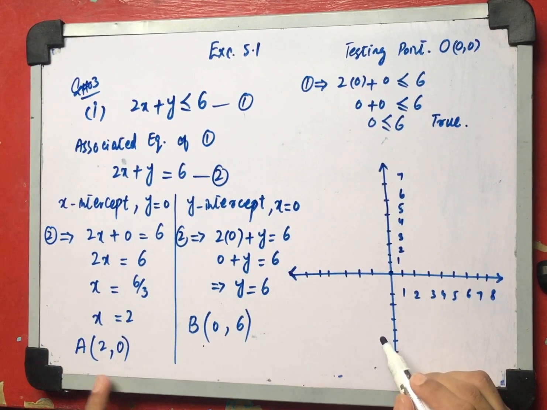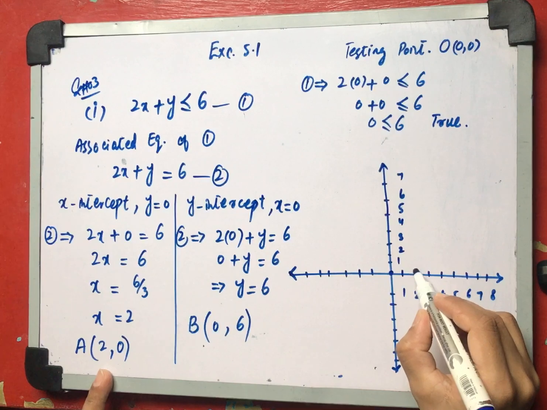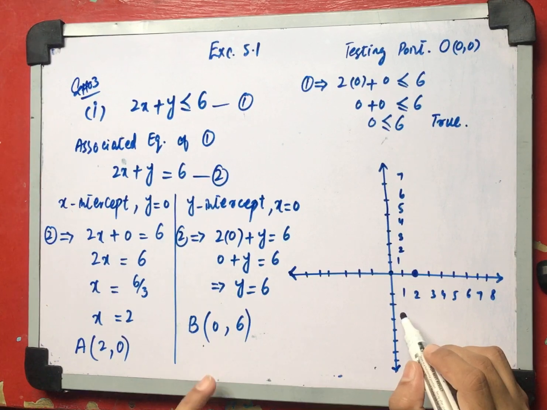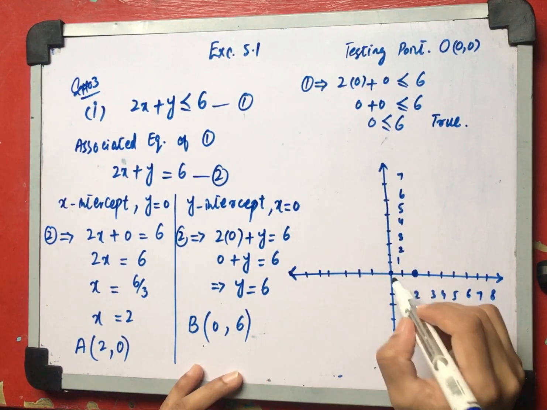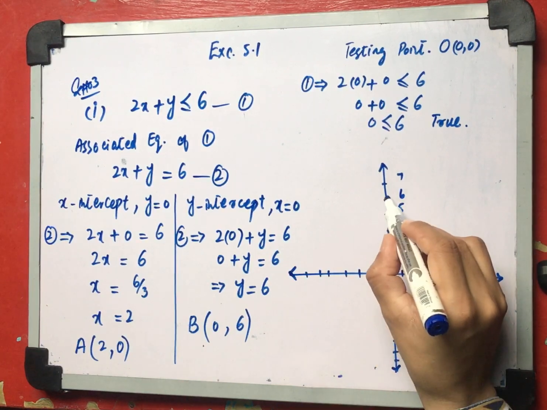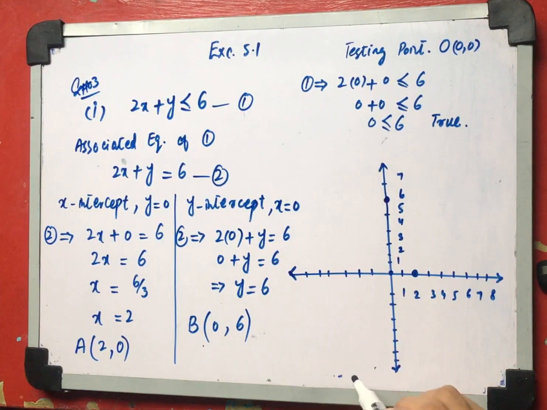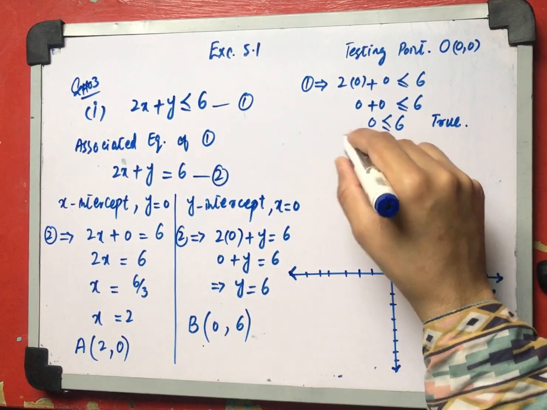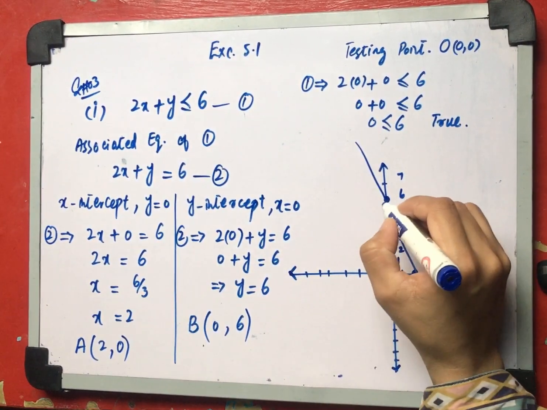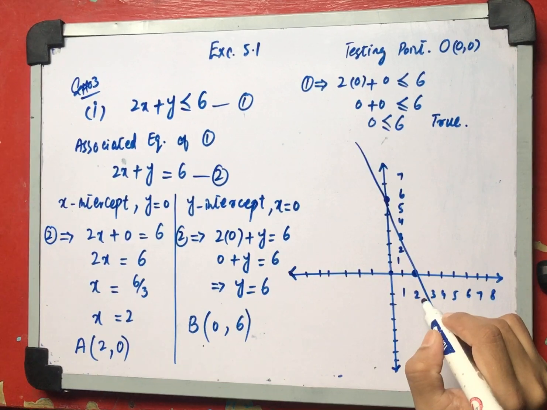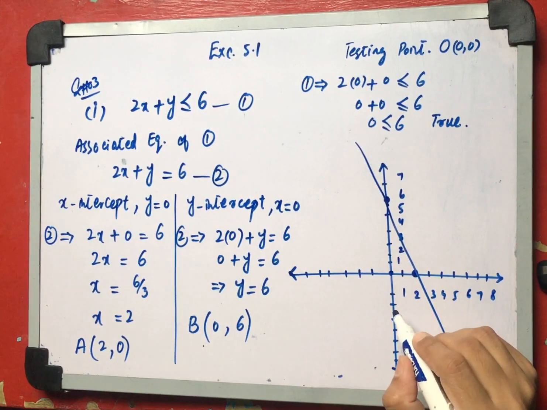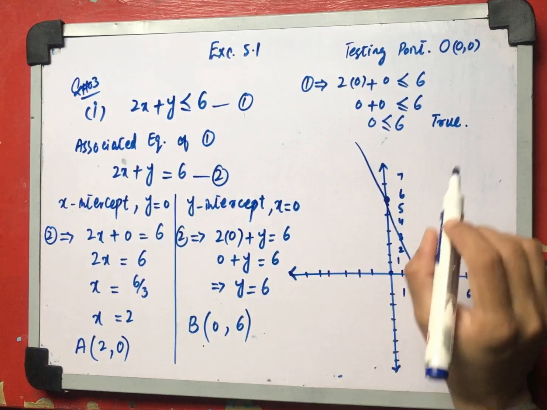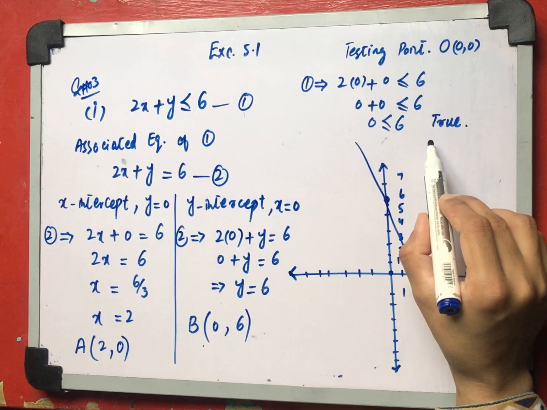Point A is 3, 0. Here the x coordinate is 3 and y is 0, so this will be our required point A. And B is 0, 6. So x is 0 and y is 6, so this is our point B. Now we will join these 2 points together with a line. So this is our B point, this is the A point. Now which area is going to be shaded, because in this question we have to shade the solution region.